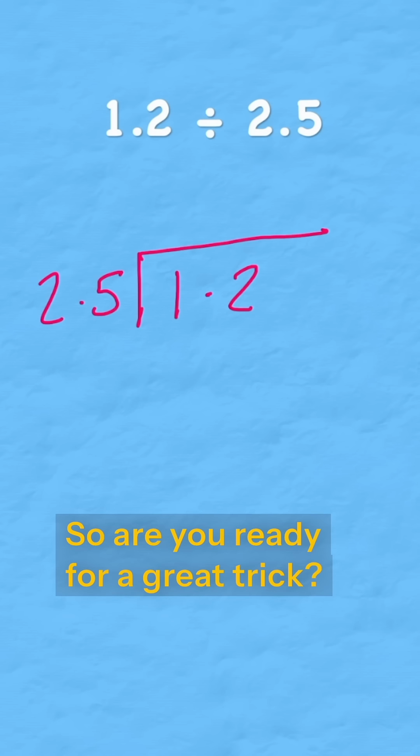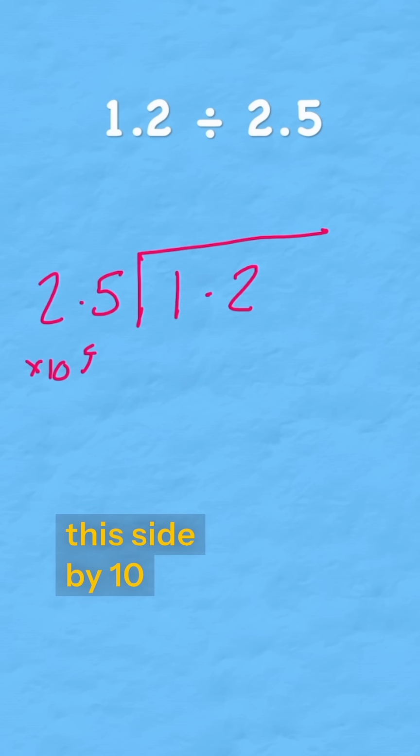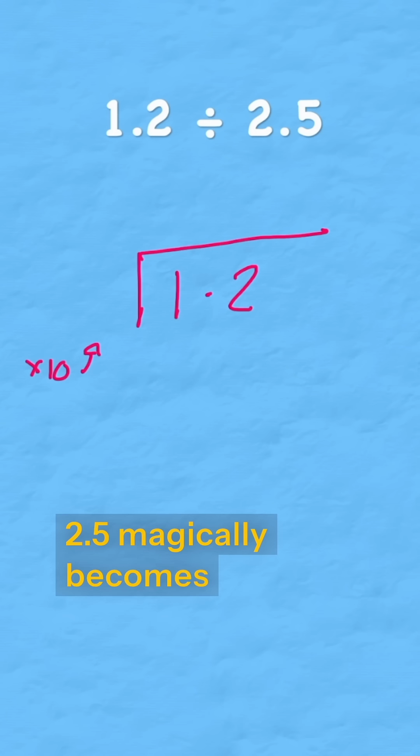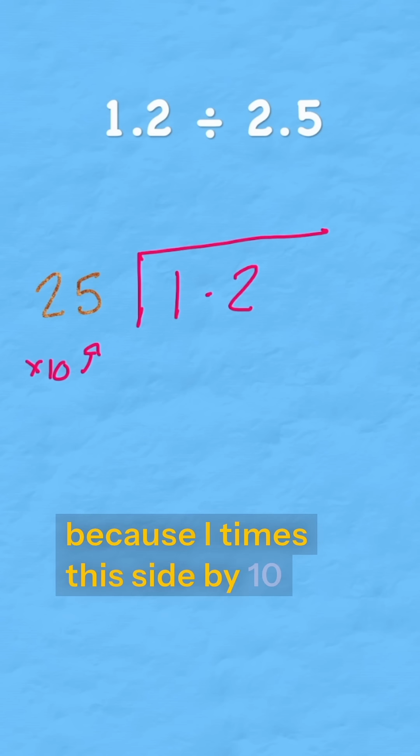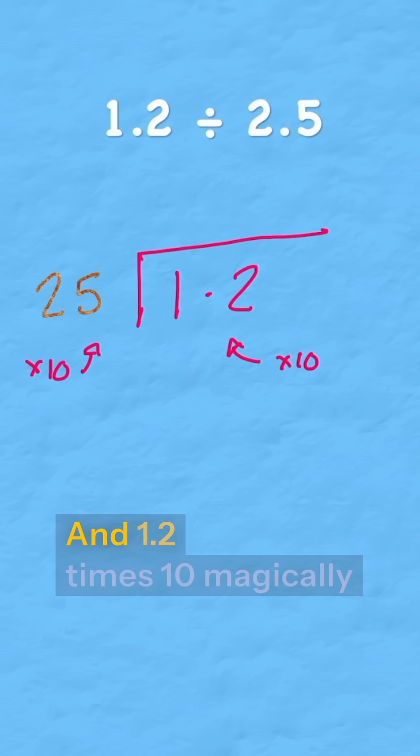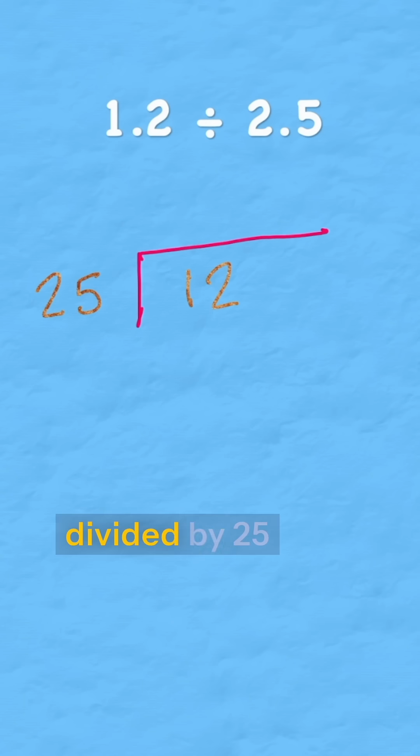So are you ready for a great trick? All I need to do is times this side by 10. If I times this by 10, 2.5 magically becomes 25. But to keep it equivalent, because I times this side by 10, I now need to times this side by 10 as well, and 1.2 times 10 magically becomes 12. So my equivalent question is 12 divided by 25.